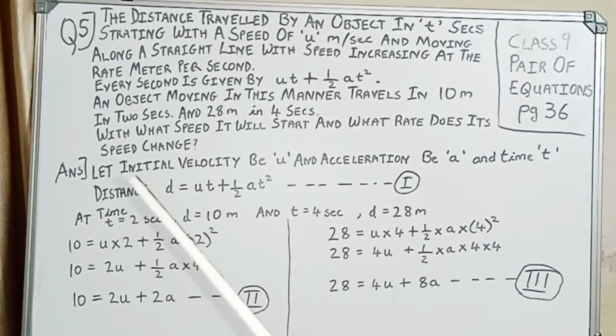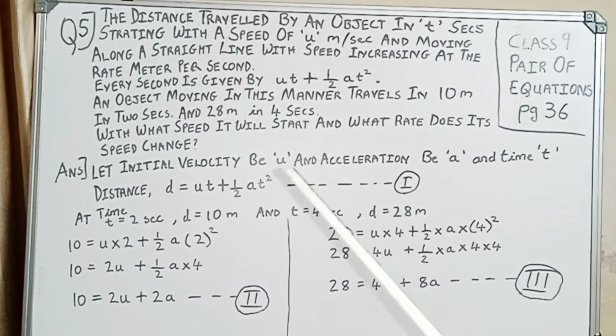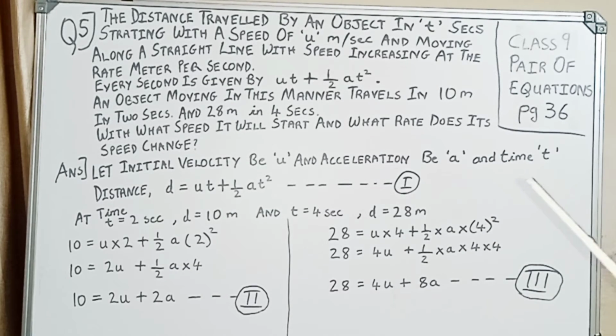So let the initial velocity be small u and the acceleration be small a, in time small t. This equation is given from the question itself. d is equal to, where d is the distance traveled, d is equal to initial velocity into time plus half a t square, where a is the acceleration. Let this be equation 1. Now in equation 1 we have been given two things. In time 2 seconds it traveled a distance of 10 meters, so we can substitute these values in this equation itself.